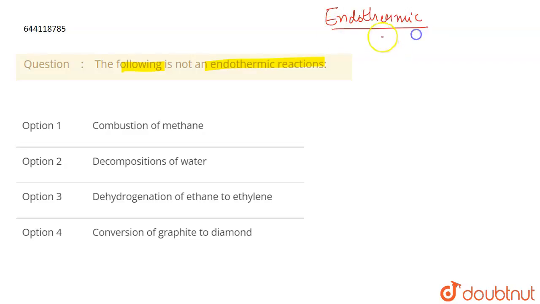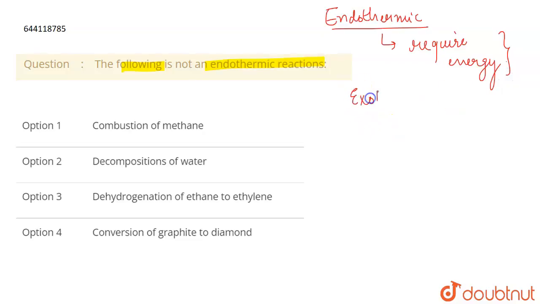Endothermic reactions are those which require energy to proceed. So energy has to be given to the reactants to form products. Energy can be in the form of heat, light, or electricity. So endothermic reactions require energy, they absorb energy.